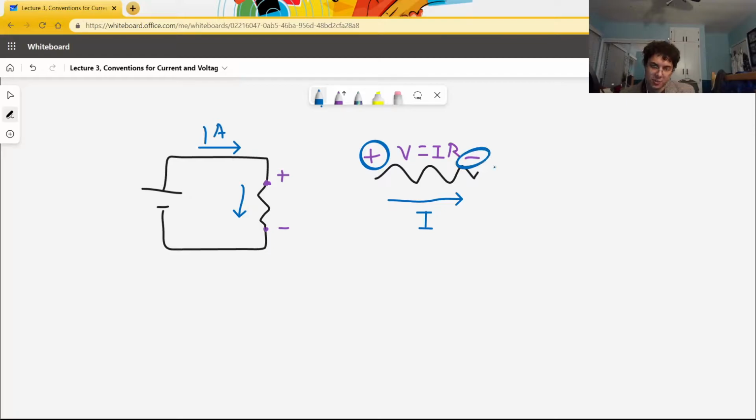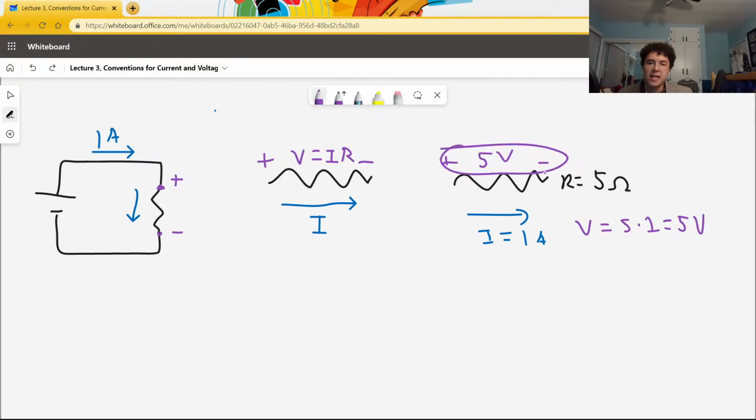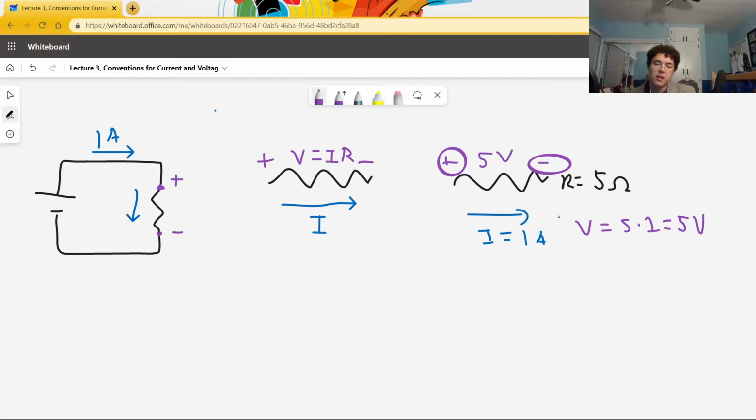This V means it is a positive voltage drop from here to here, or that this terminal is V volts higher than this terminal. Let's say 1 amp of current is traveling across this resistor, which has a resistance of 5 ohms. Then the voltage drop across the resistor is 5 times 1, which is 5 volts. So we can write 5 volts between the positive and negative terminals of this resistor, to mean that this terminal is 5 volts higher than this terminal, because 5 volts have been used up by current traveling across the resistor.